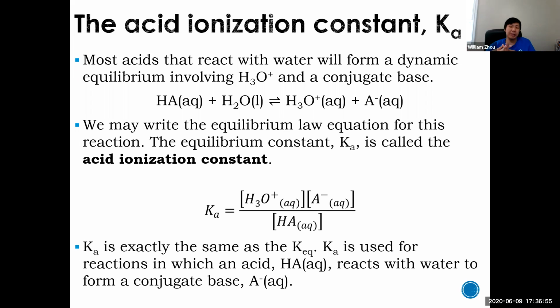It's products over reactants. Products being H3O⁺ and A⁻, the conjugate base, divided by reactants, you have the acid HA. Of course, you drop the water because it's a pure liquid. It does not count. All right, so you need to know how to write the Ka expression and also the Kb expression later. Same thing. You already know this. I'm just telling you that this applies to acid and it has a different name, Ka.